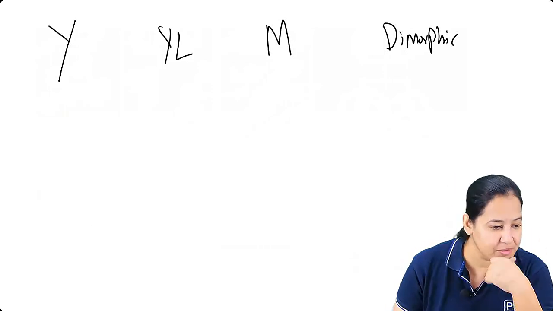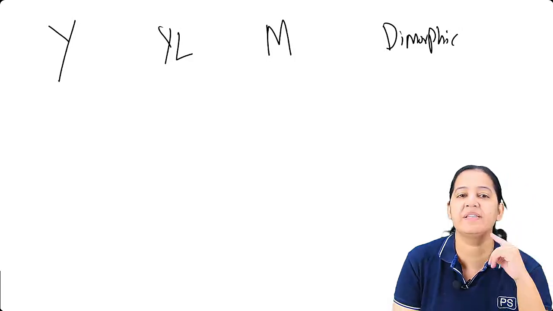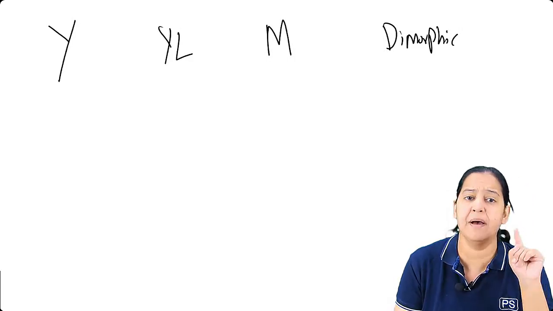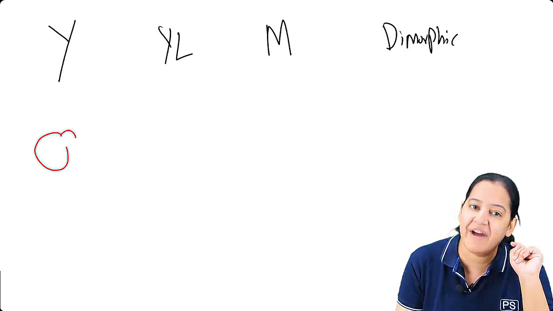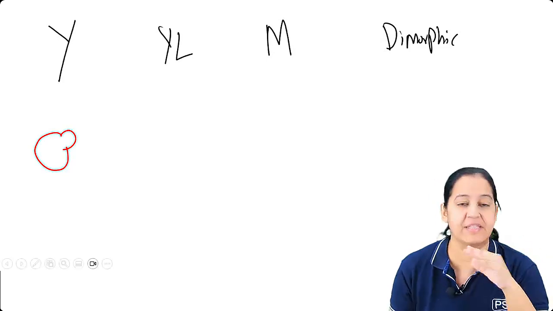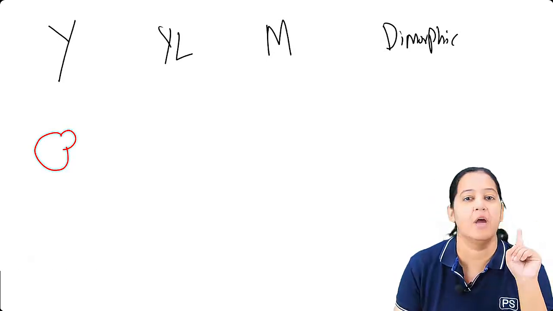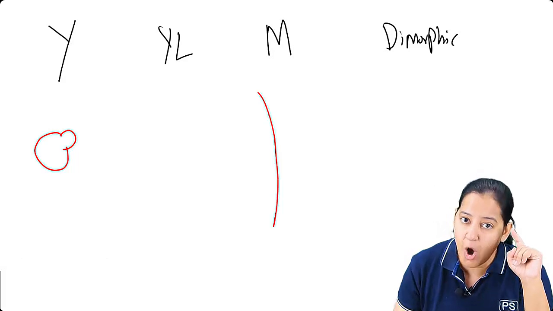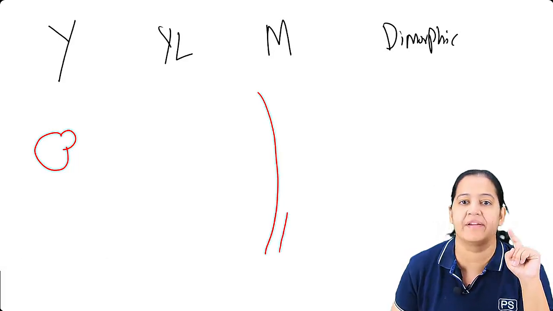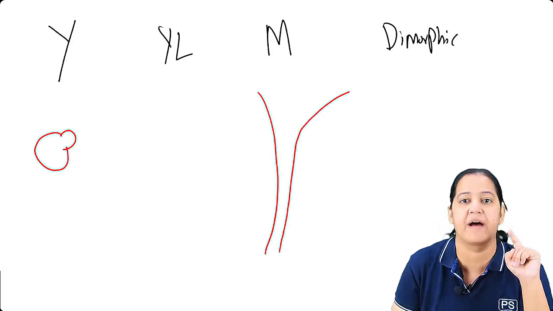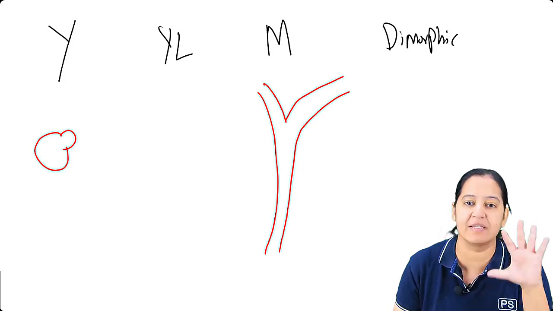Manoj, Arunachalam, can you please tell me what is yeast? Ma'am, yeast is spherical and it divides by budding. So this is the property of the yeast: a spherical structure that divides by budding. What is mold? Ma'am, mold is elongated. It's not spherical and it has branches. Can you see the branches? The branches are known as hyphae.